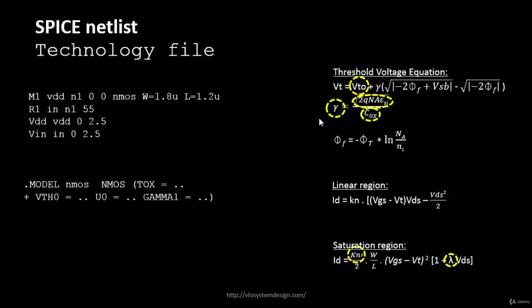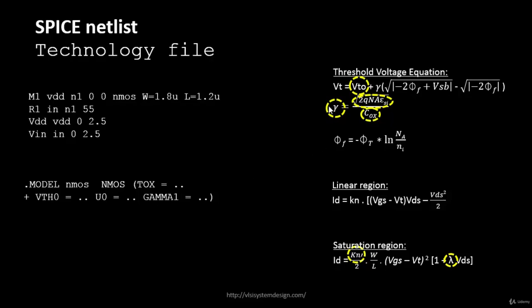The VTO over here is the threshold voltage in the absence of VSB. This is how you describe VTHO in the standard model file. Mu naught again comes when you expand Kn, you get the mu naught, and this is how you describe mu naught. It's called U0.